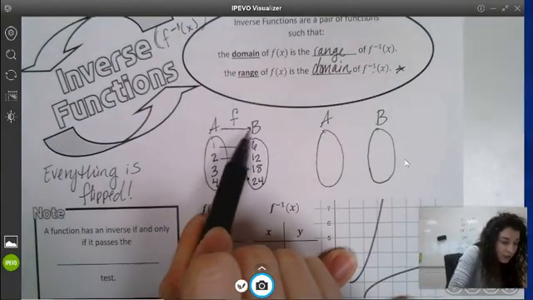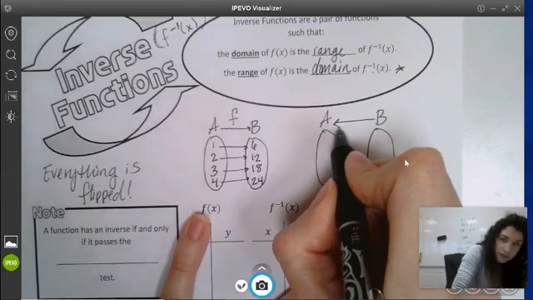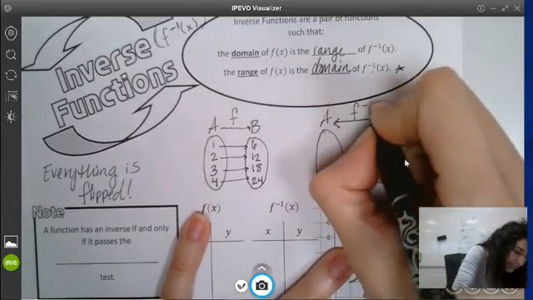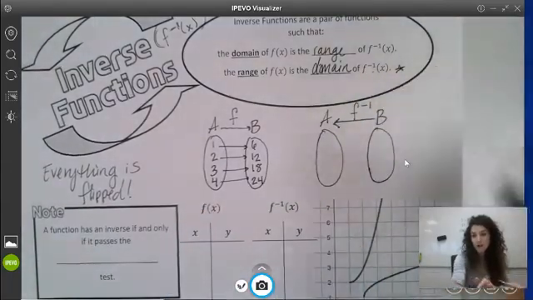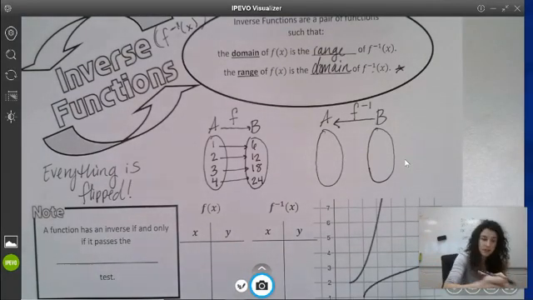And it's now, instead of having A go to B, it's just saying, oh, well, now B is going to A. That is the inverse of a function: you're just going back to the original. You're undoing what you have done.